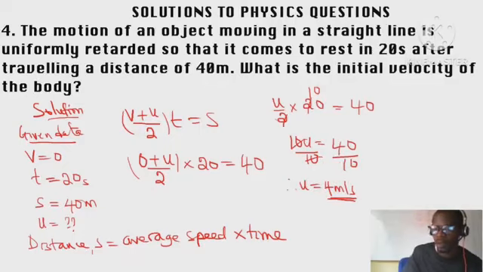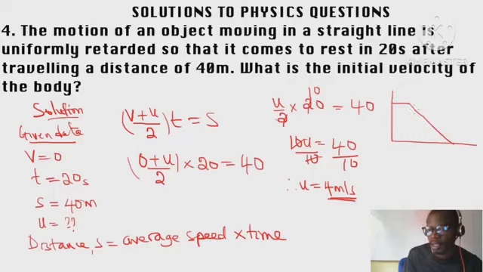That's it. Also, we know that when we plot the graph, because the motion of an object moving in a straight line is uniformly retarded.